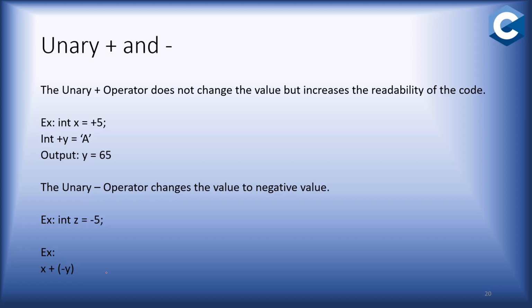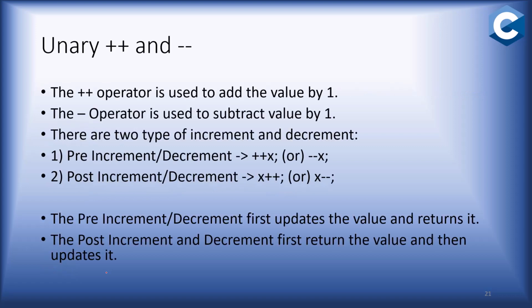Now, we're diving into the world of increment and decrement operators in C programming. These operators are handy tools for adjusting the values of variables by 1, making them essential for counting, loops, and various programming tasks. As you can see on this slide, there are two types of increment and decrement operators, prefix and postfix. Let's break them down.